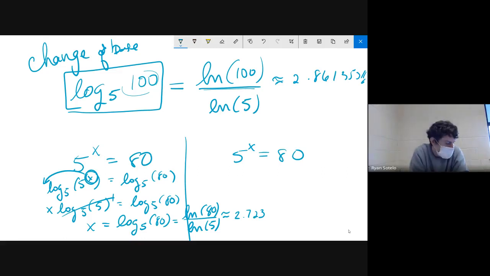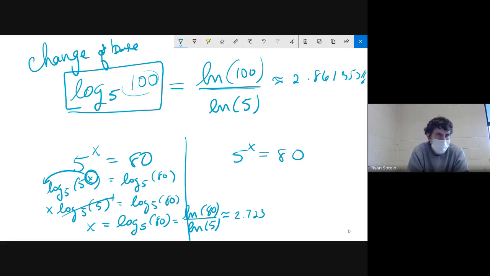Now, choosing a log like that, like log base 5, is nice because it gets rid of the log on the left. But you're going to get log base 5 on the right, so you're probably going to have to use the change of base formula anyway. So honestly, it doesn't really matter if you choose the right log or not. Any logs will work.